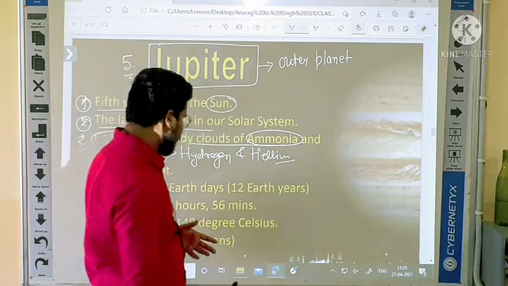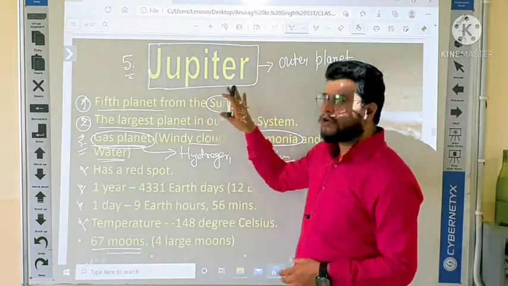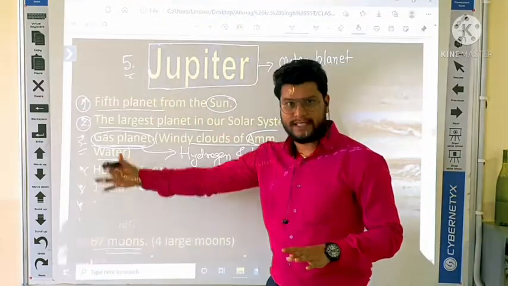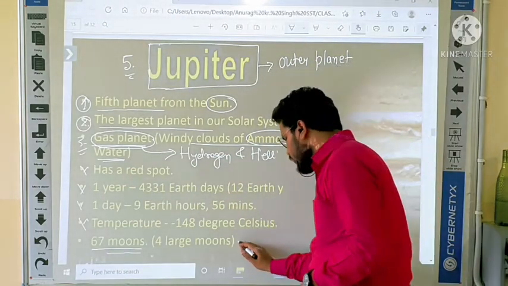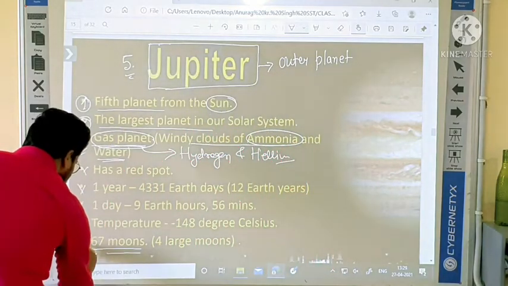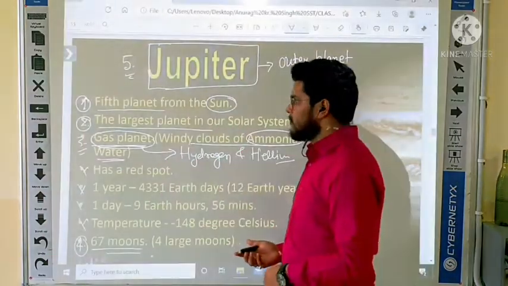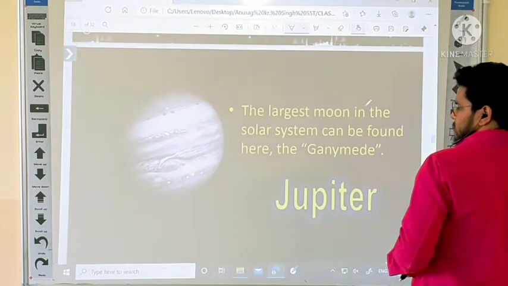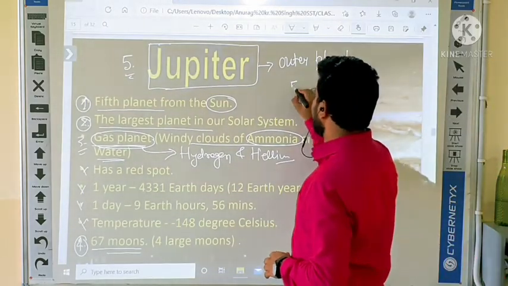It has 67 moons. It means Jupiter is the only planet which has the highest number of satellites in the universe. So this is your fourth point. Now come to some more points about Jupiter. Let's see, is there something or not? No, that's it. Now come to the fifth point about Jupiter.